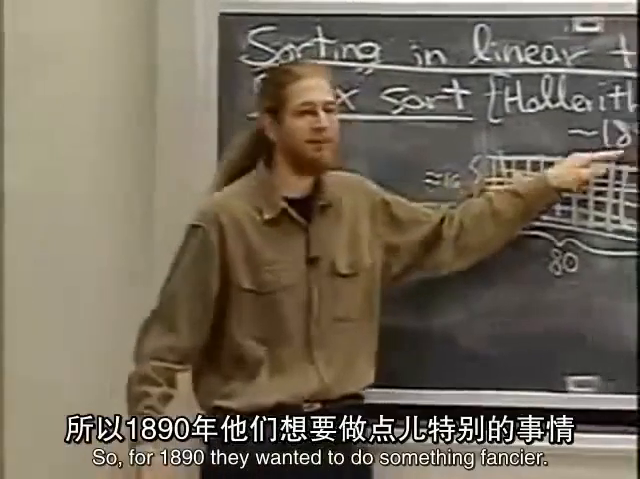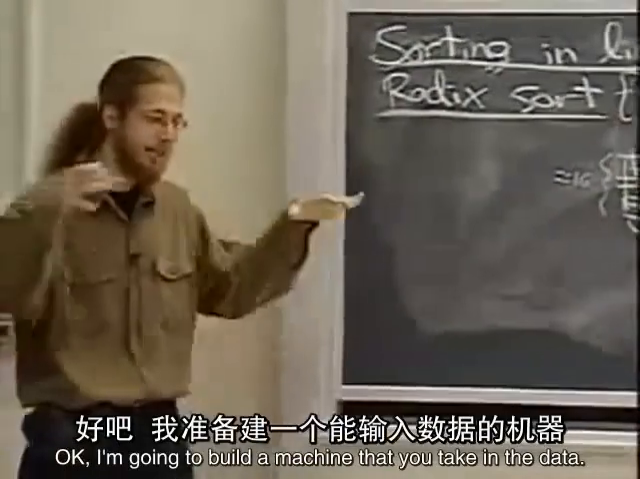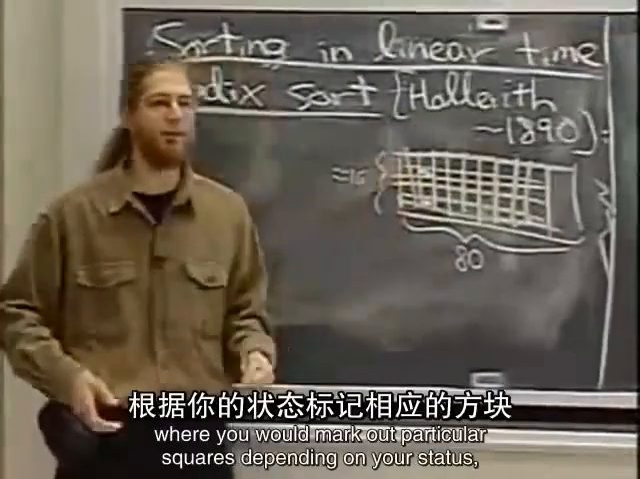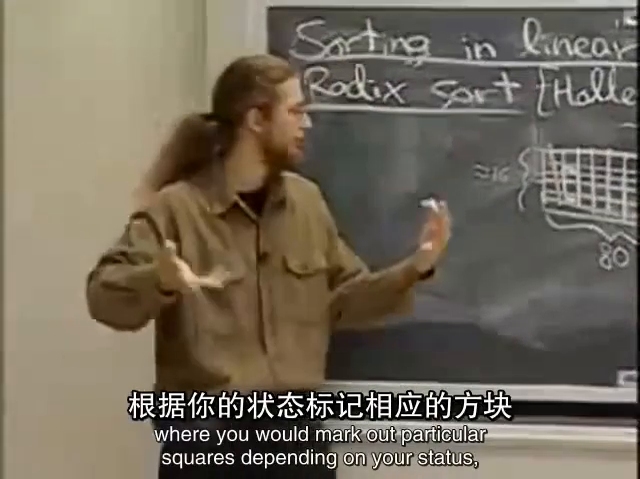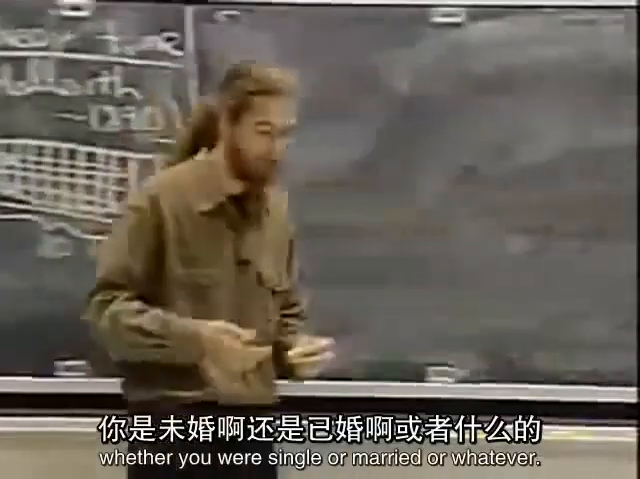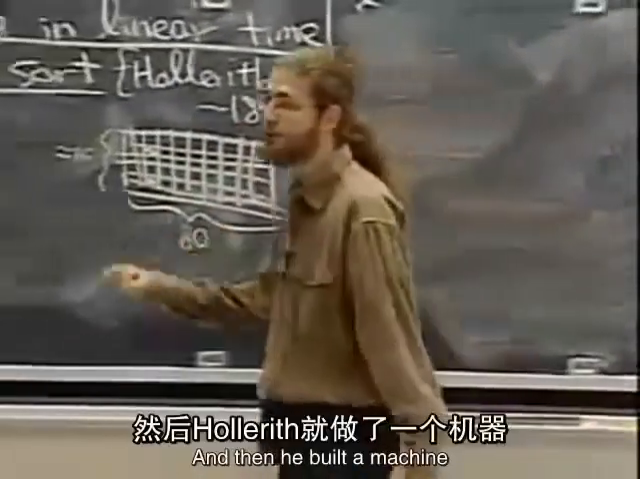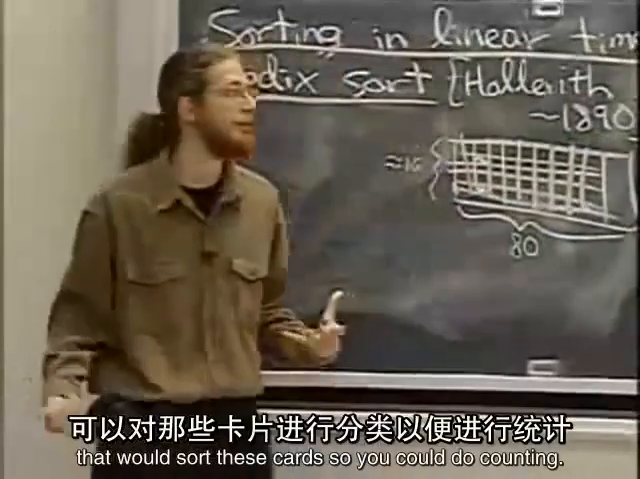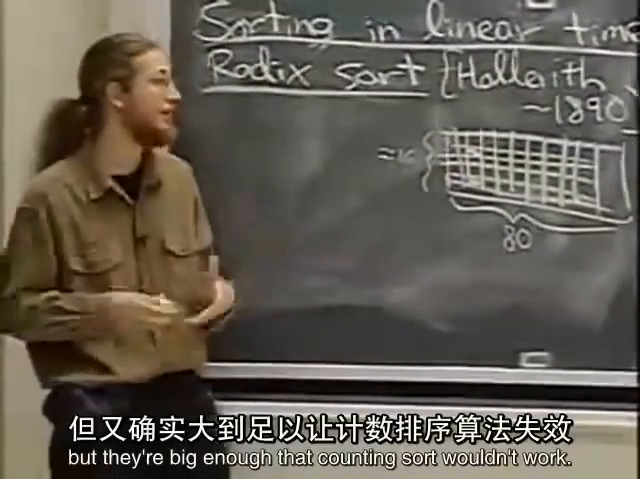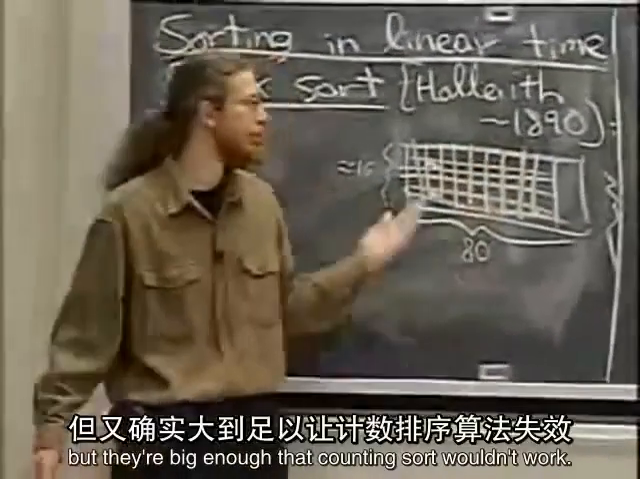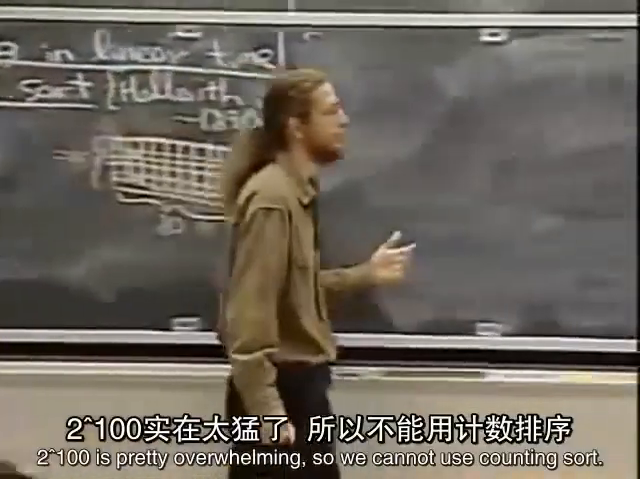So for 1890, they wanted to do something fancier. And Hollerith said, okay, I'm going to build a machine that takes in the data. It was a modified punch card where you would mark out particular squares depending on your status, whether you were single or married or whatever, all the things they wanted to know in the census. They would encode that in binary onto this card. Then he built a machine that would sort these cards so you could do counting. These are numbers, and they aren't too big, but they're big enough that counting sort wouldn't work. If there were 100 bits here, 2 to the 100 is pretty overwhelming. So we can't use counting sort.